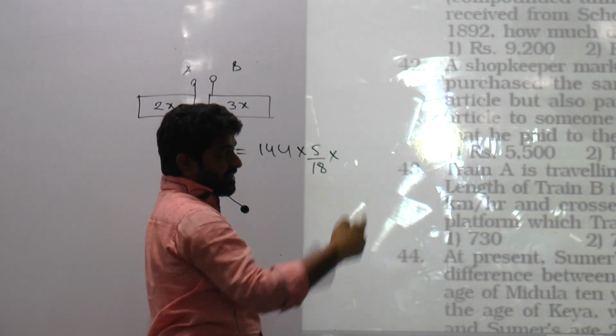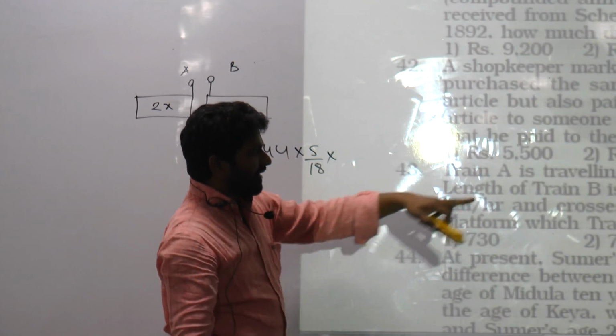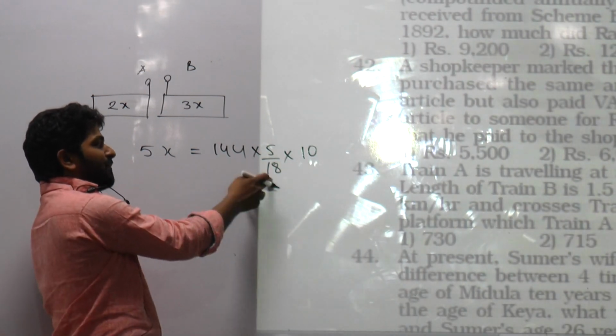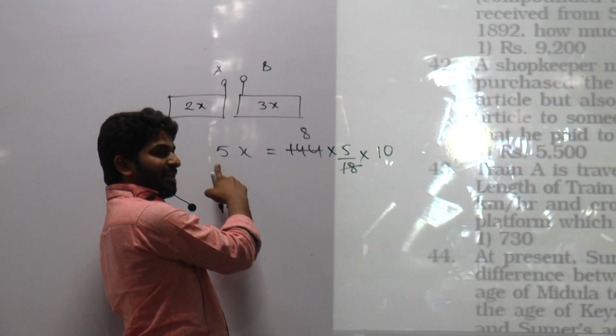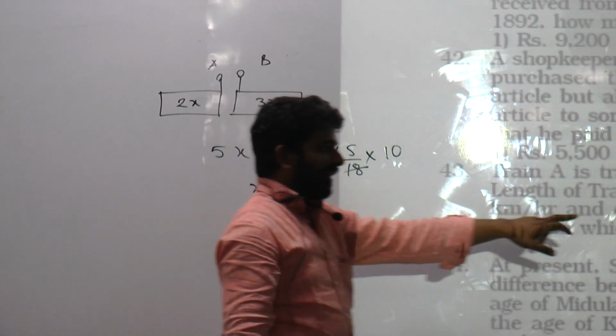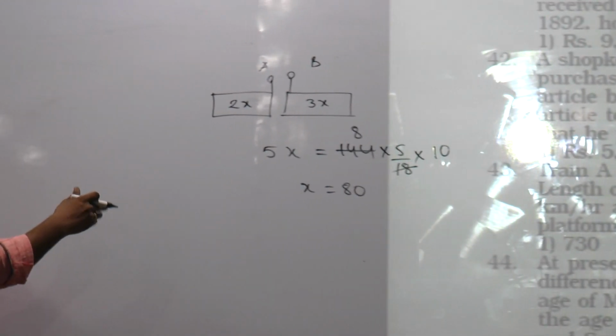And what time is it taking to cross train B? Where is it given? 10 seconds. So time is given as 10. 18 how many times is 144? 8 times. 5 gets cancelled. X is equal to 80. Now your question is about train A. So what is length of train A? 2x. So 2x is in the sense 160.